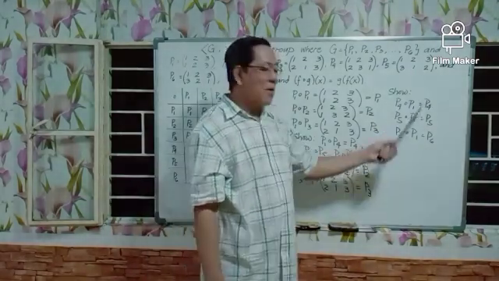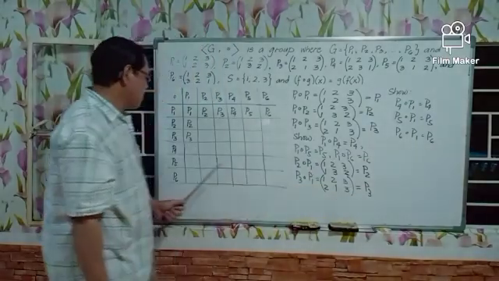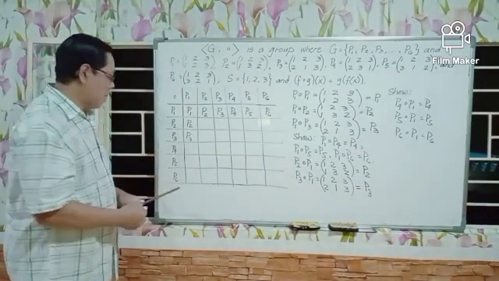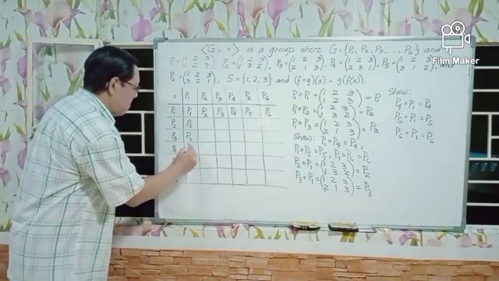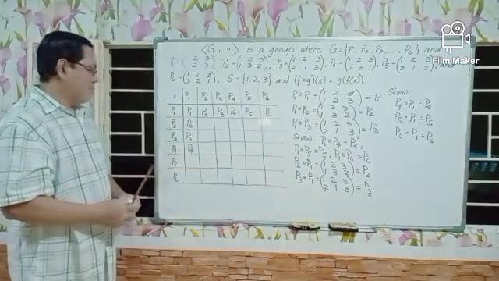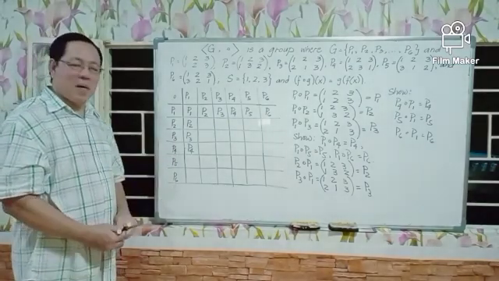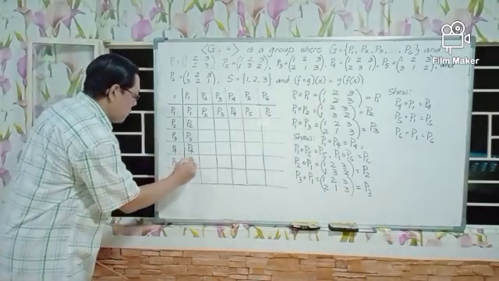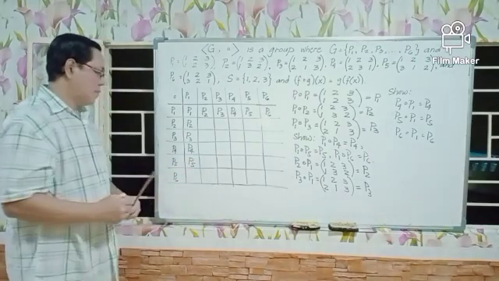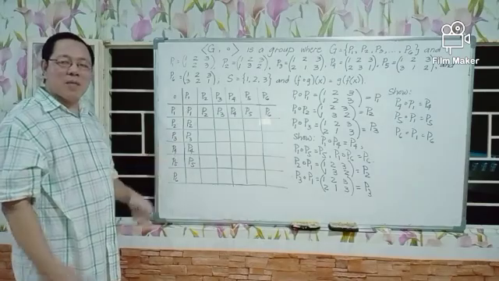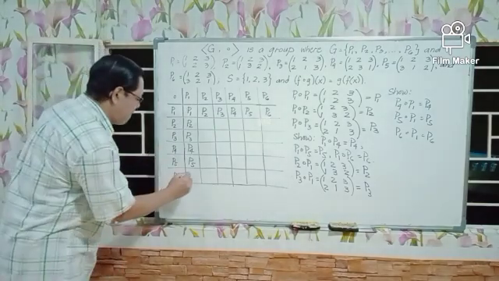And we write these results in the table. P4 circle P1 is P4. P5 circle P1 is P5. P6 circle P1 is P6.